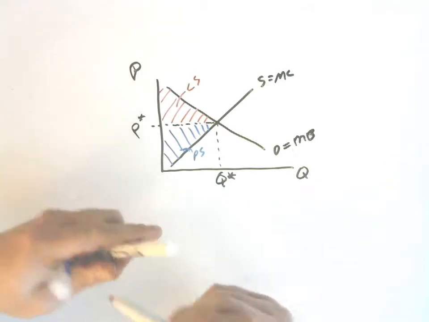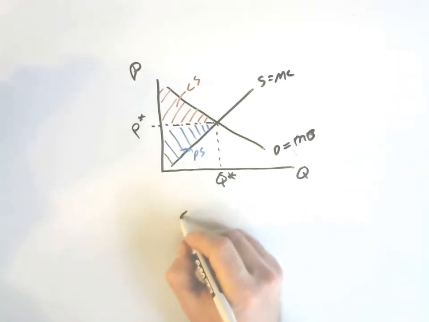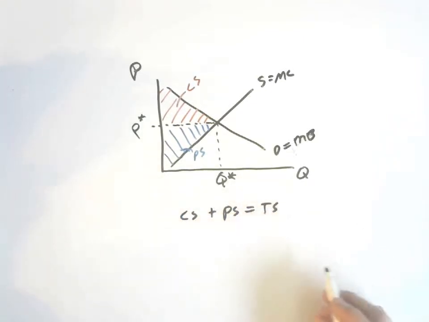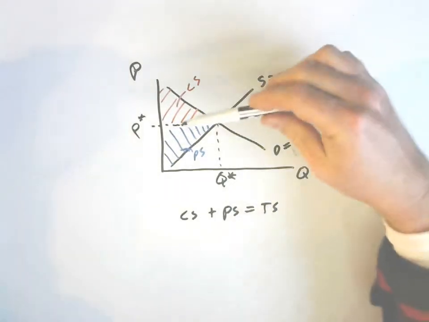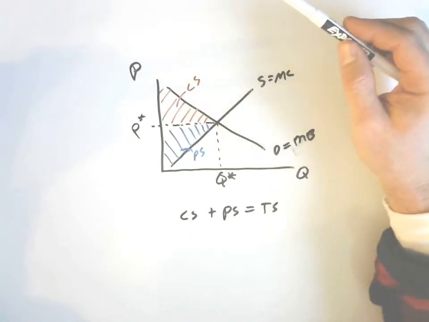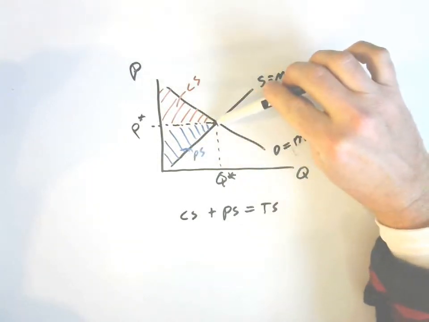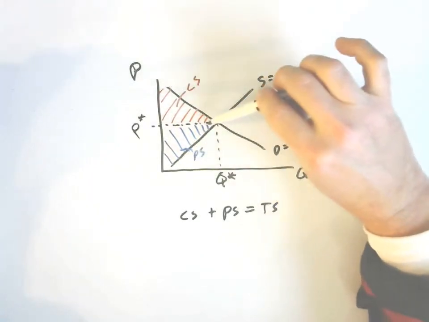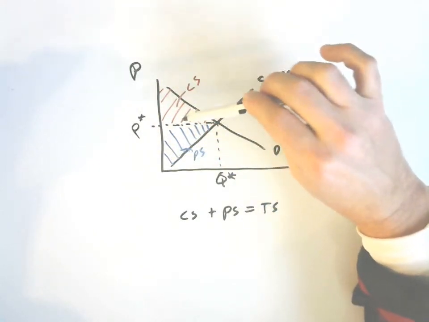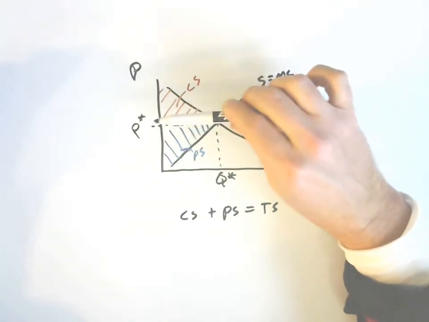Now, as I stated earlier, when all this started, the sum of consumer surplus plus producer surplus equals total surplus. Let me repeat that. The sum of producer and consumer surplus is total surplus. Now, we can see that this total surplus triangle cannot get any bigger than it currently is, holding constant supply and demand. It's as big as it can be.